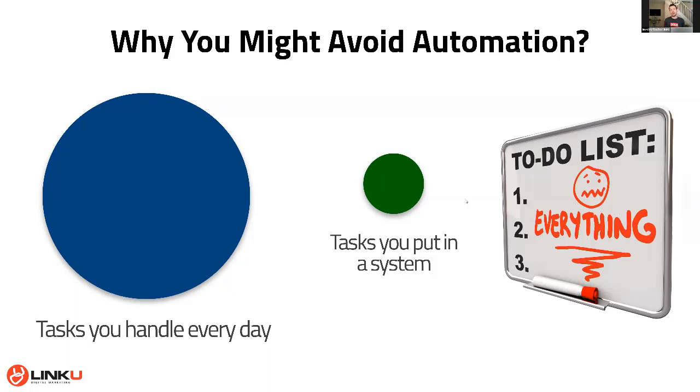The other thing that holds a lot of agents back from automating things is technical know-how. A lot of people don't feel very confident in their technical know-how, and that's another thing that holds them back, right?